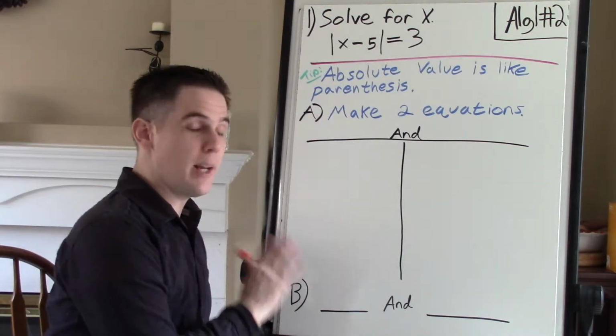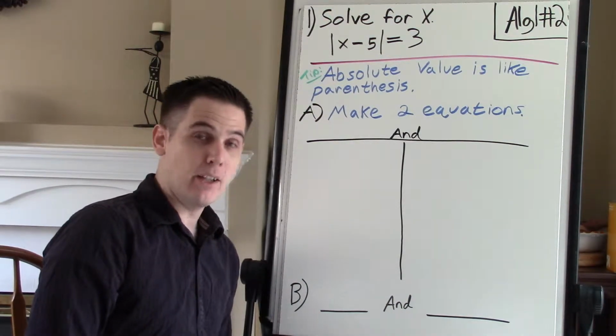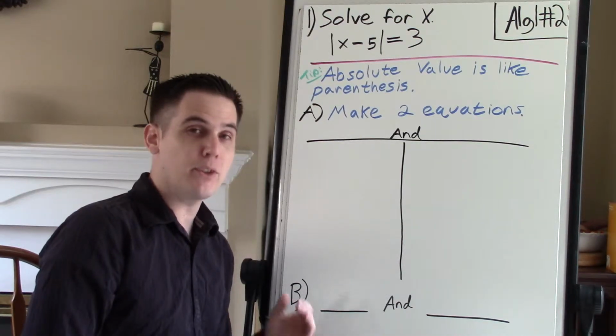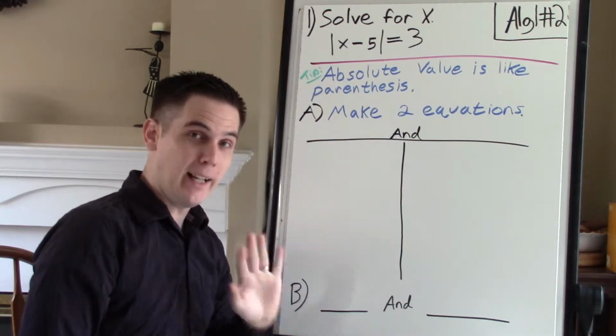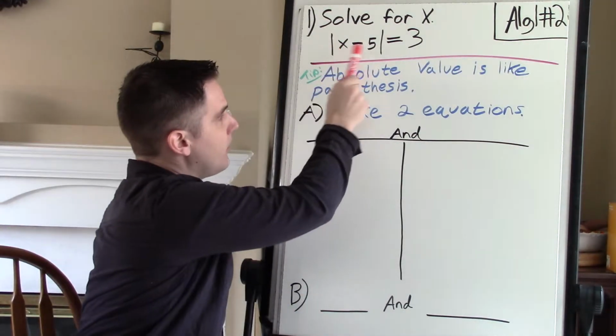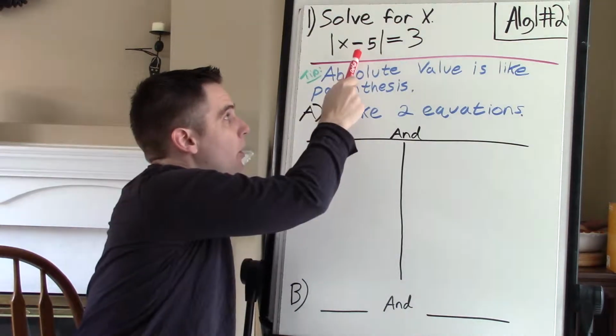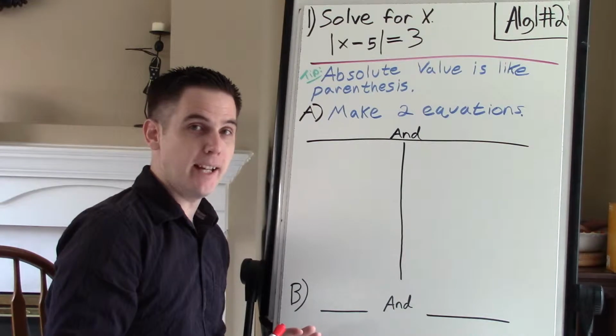First, a reminder that absolute value is treated like parentheses. So when it comes to PEMDAS, order of operations, you have to go parentheses first. That means absolute value comes before anything else. So the first thing you do when you see a problem like this is you can't just go plus 5, x equals. You can't do that.